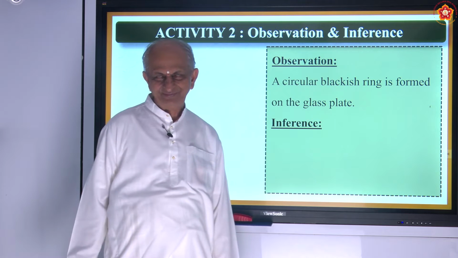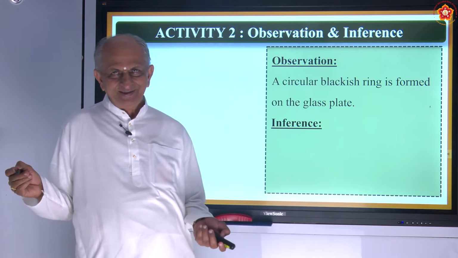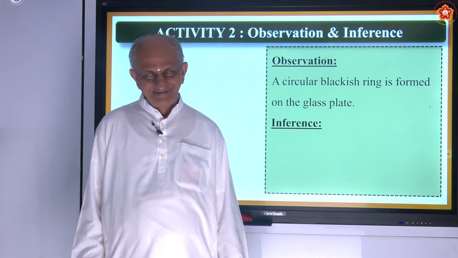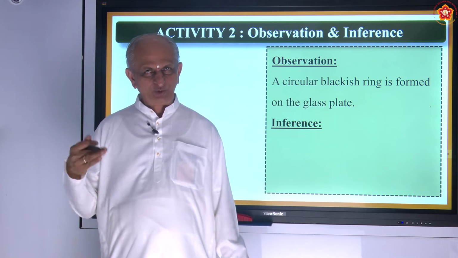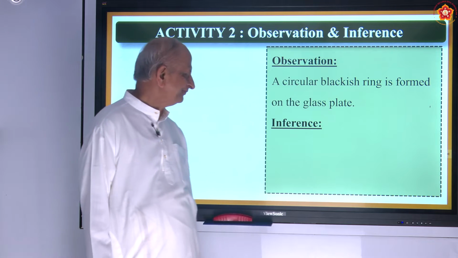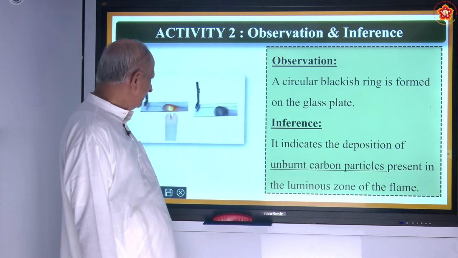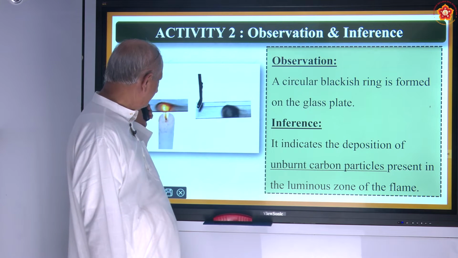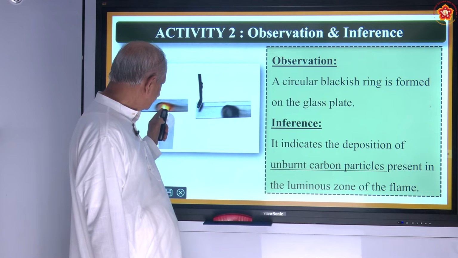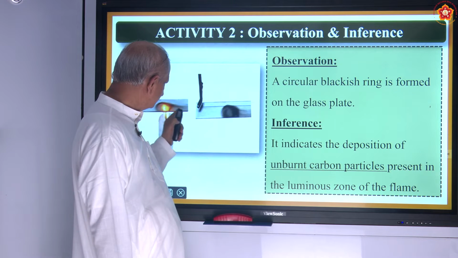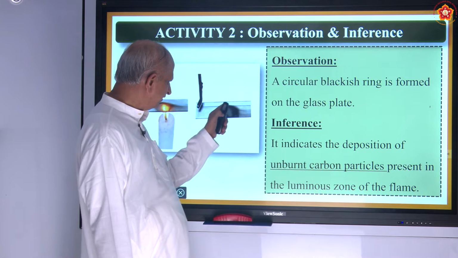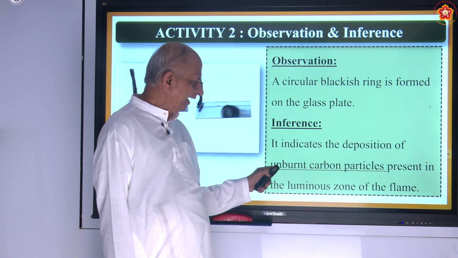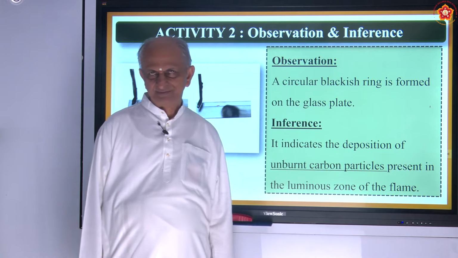Seeing is believing. Even if I tell you something, you should do it yourself, enjoy it, and then send your comments, is it true or not? Okay. So the inference is, this is the experiment we did. We took a glass plate with a pair of tongs and heated it, and after some time you find this black circular deposit. It indicates the deposition of unburnt carbon particles.